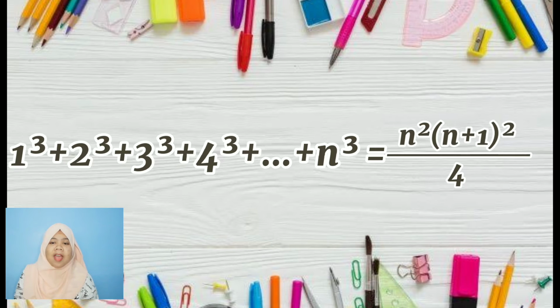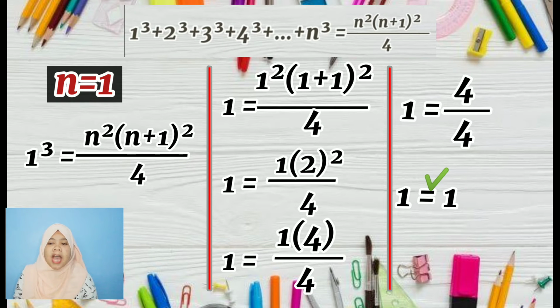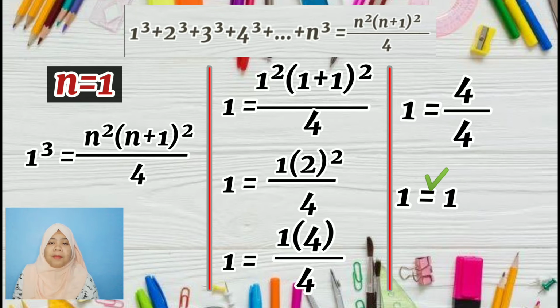First, if we have n is equal to 1, we have on the left 1 cube, equal to the value of the right, which is n squared times n plus 1 squared all over 4. On the second line, we have 1 because 1 cube is equal to 1, since we multiply 1 by itself 3 times. And on the right side, we substitute 1 in every n, so we have 1 squared times 1 plus 1 squared all over 4.